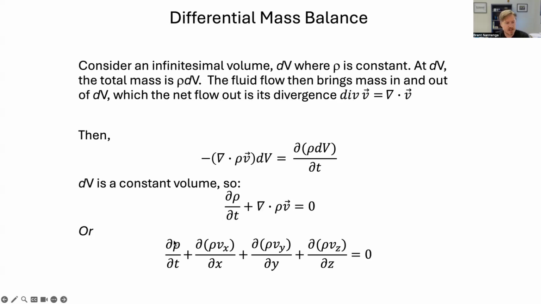You can see it's basically the change of density with respect to time, and then how the mass is flowing in and out in the x, y, and z directions. And all of that has to equal 0 because this is a mass balance, and what comes in has to come out.